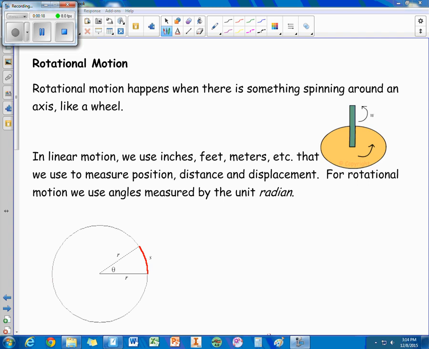We could also have an arm, so if we have some sort of structure that is spinning, like turning around, so maybe you have an arm like a little claw on it or something. That would be rotational motion as well.